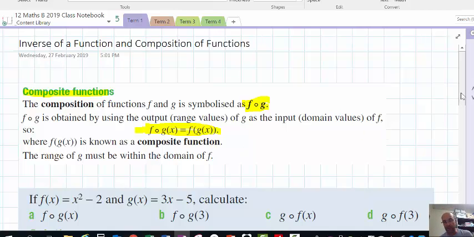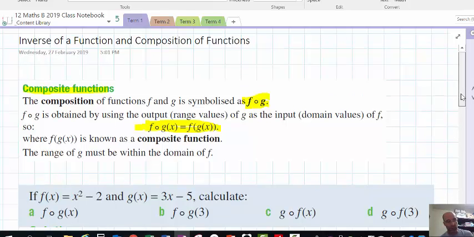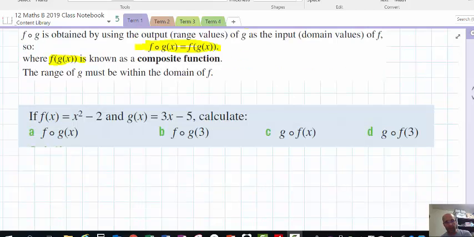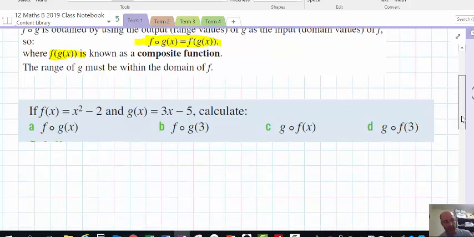So we're talking about a function of a function, composite function, or composition of functions, the process. So if we're looking at this function notation here, f of g of x, the composite function, the range of g must be within the domain of f. Okay, so let's have a look at all of this in action.